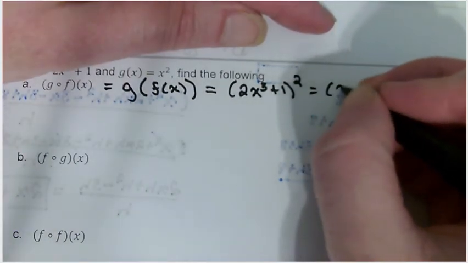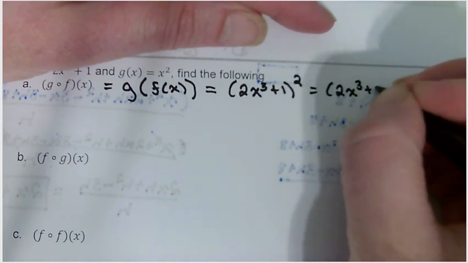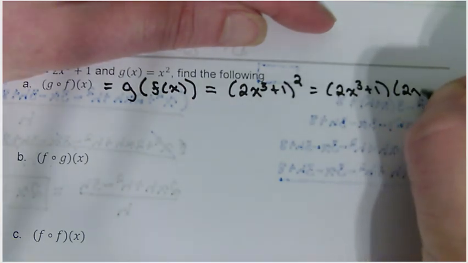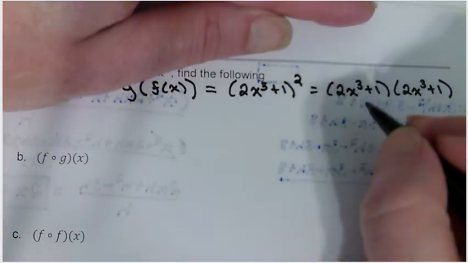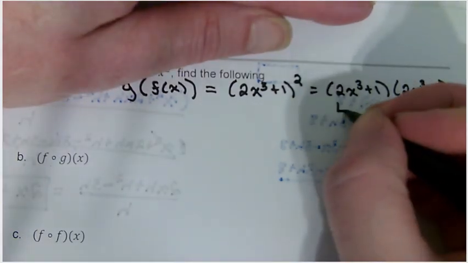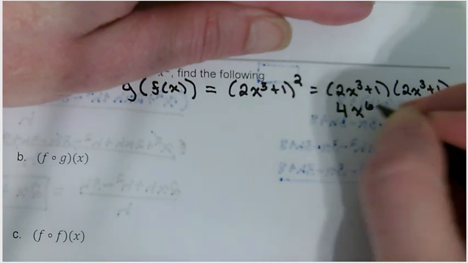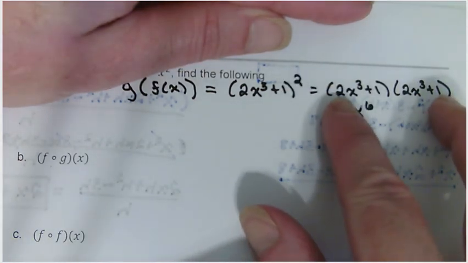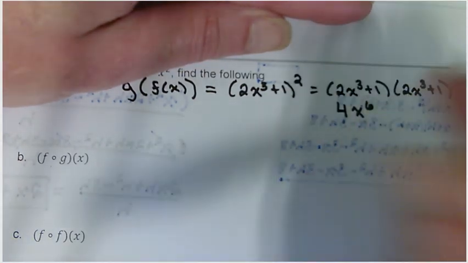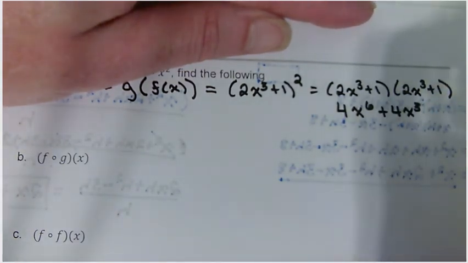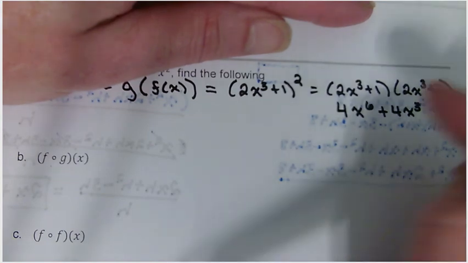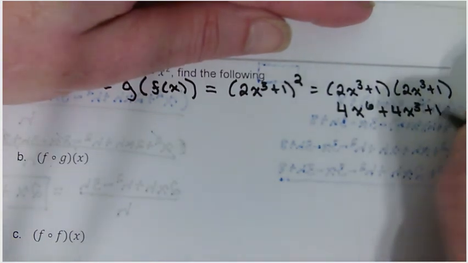And we could simplify that. That would be 2x cubed plus 1 times 2x cubed plus 1. 2x cubed times 2x cubed would be 4x to the 6th. Outer would give me a 2x cubed. Inner would be another 2x cubed, so that would be 4x cubed. Remember, our exponents only change when we multiply. Then 1 times 1 is 1.